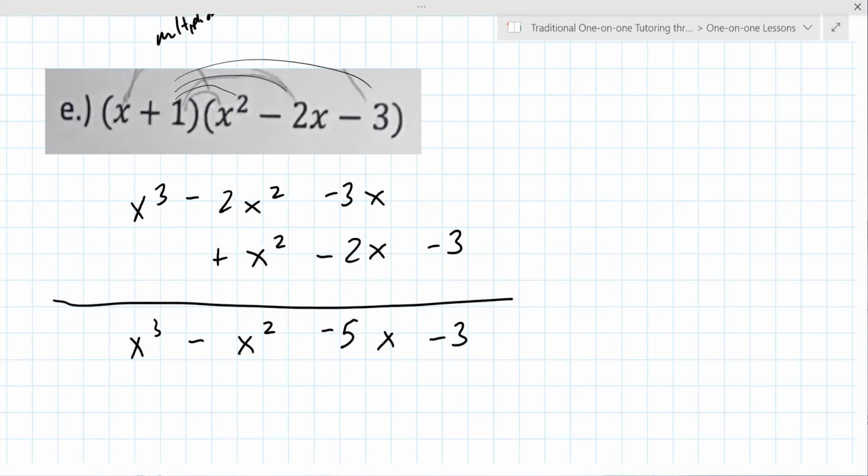Letter E was a binomial times a trinomial. All right, I guess I'm ready for F. Letter F here.